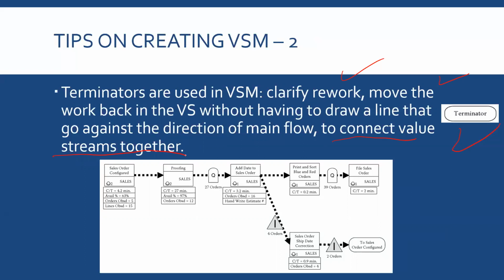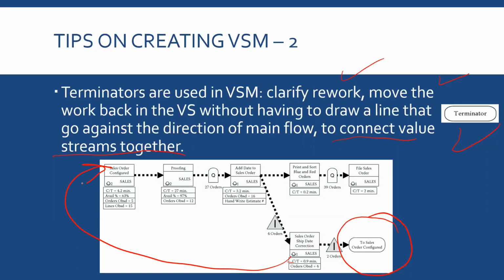So maybe this sheet would not fit all the different value streams. You could say go to page 2, go to page 3, using the terminator. So the terminator will help you. Here we used it in this chart for sales order configuration, so this will go to sales order configuration. And right here, we'll go back. Basically, we're saying go back here, but without drawing that line.